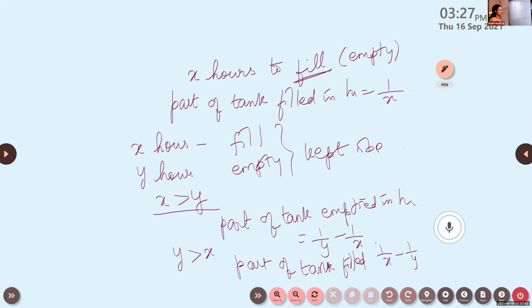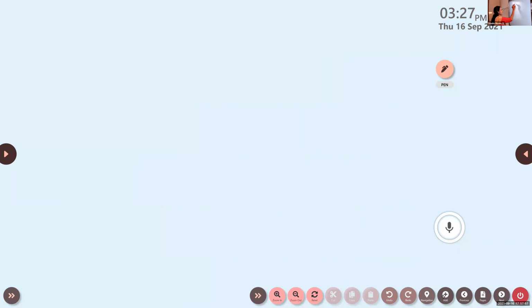Imagine the next one. Suppose we have two pipes. The first pipe takes x hours to fill and the second pipe takes y hours to fill. Suppose we keep both the pipes open, then what is the part filled? It will be 1 by x plus 1 by y.